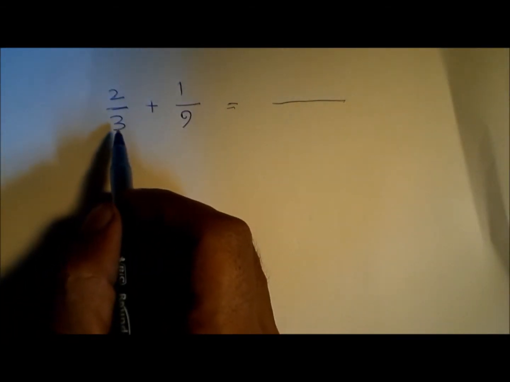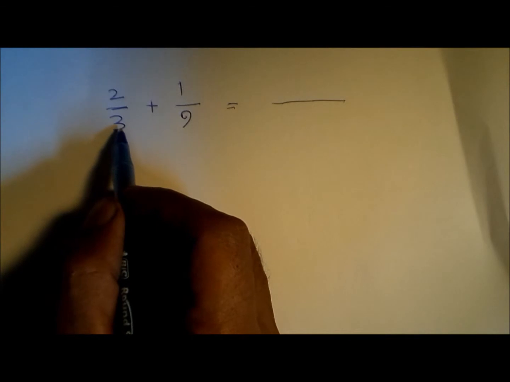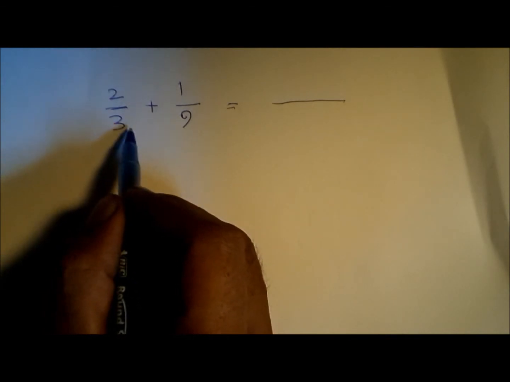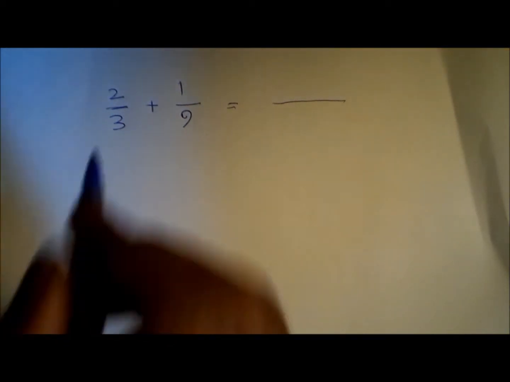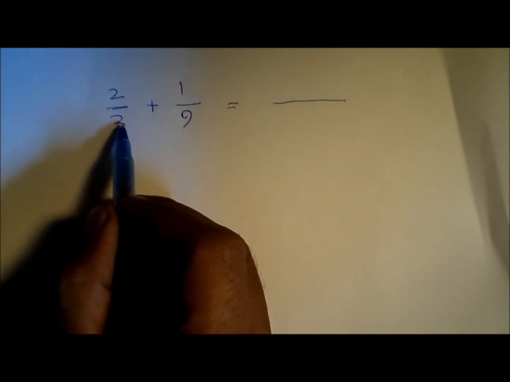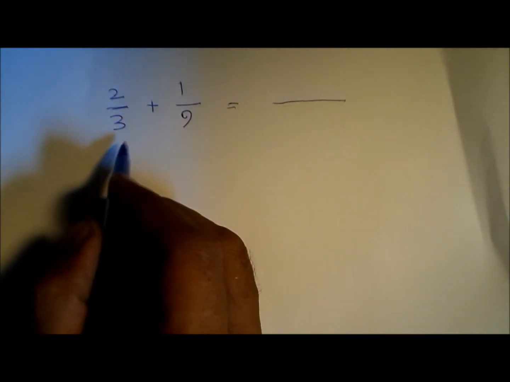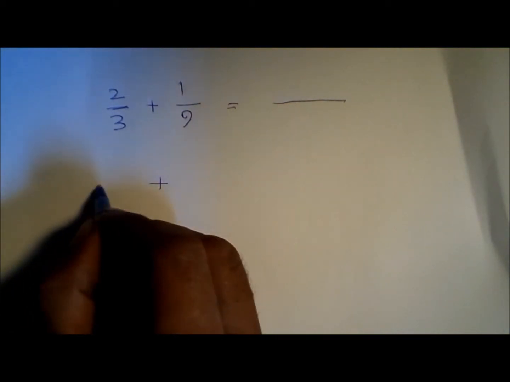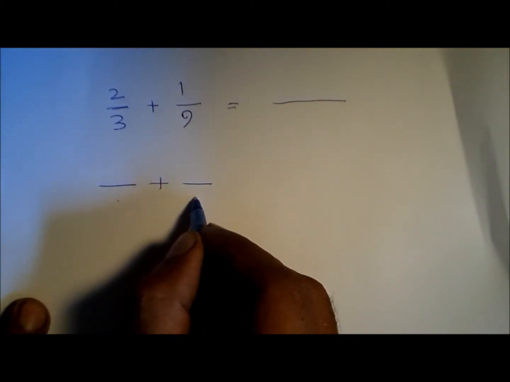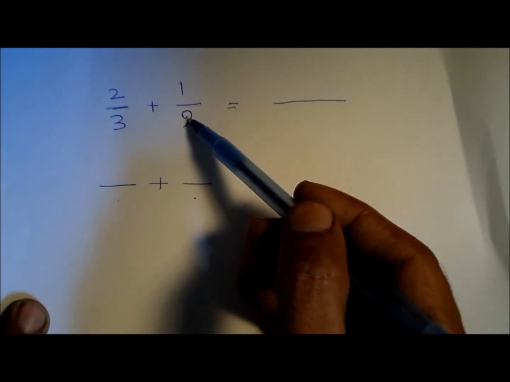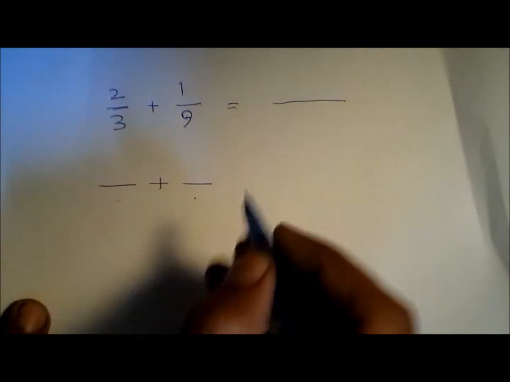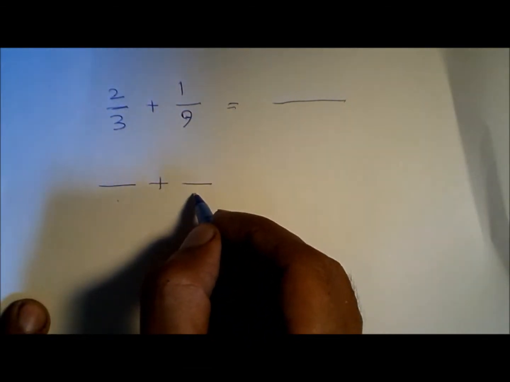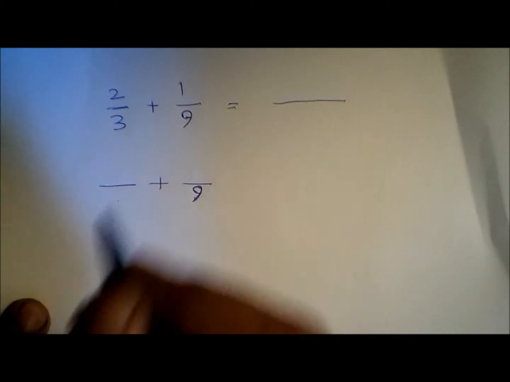What we want to do is find out a common number which can be divided by 3 as well as 9, and that number should be as small as possible. In this case, 9 is an exact multiple of 3, so we want to find a number that can be divided by 9 as well as by 3. That number is 9.